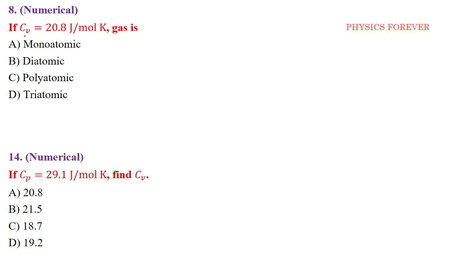If the specific heat at constant volume is 20.8 joule per mole Kelvin, the gas is... So here, what have they given? Only the specific heat at constant volume is given. So we know the standard values. Okay, these are all standard values you have to remember, or memorize.